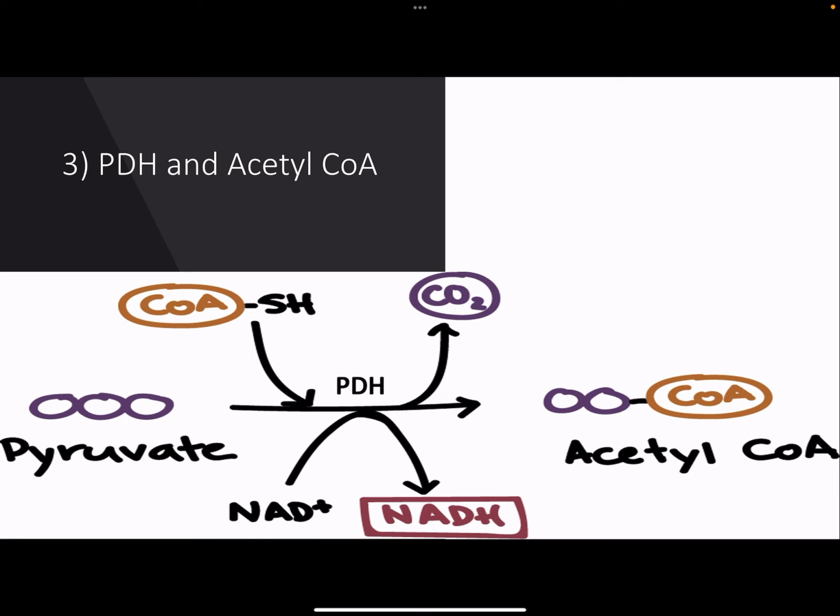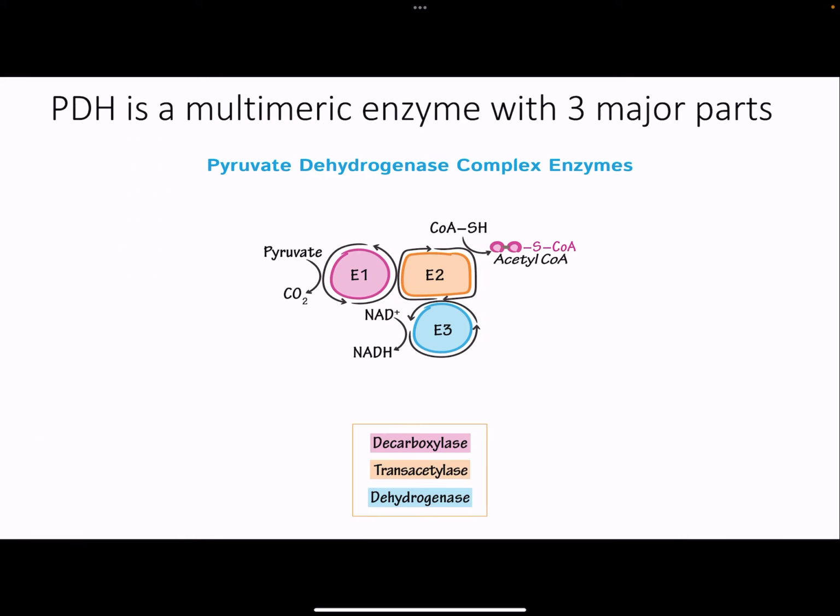Once pyruvate's made, it's going to go into the mitochondria in the matrix, and it's going to be converted into acetyl-CoA. Now, the SparkNotes version of this is that we attach this CoA group on, which is actually a large functional group. We get rid of CO2, so 3 carbons becomes 2 carbons. We generate an NADH as well. So that's going to be 2.5 ATPs stored as a casino chip.